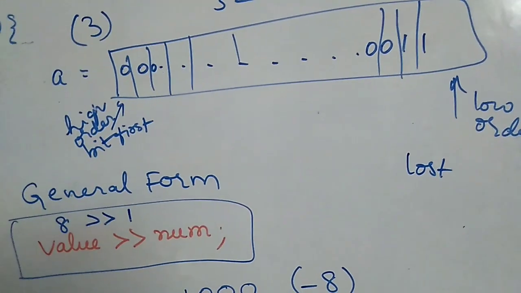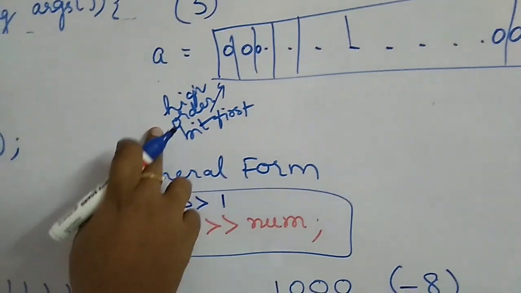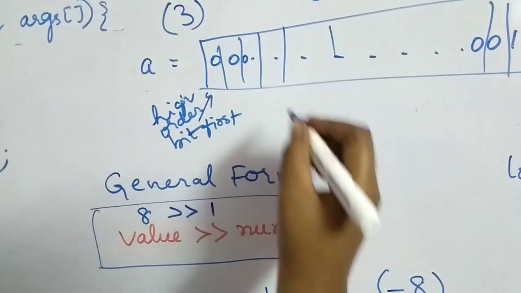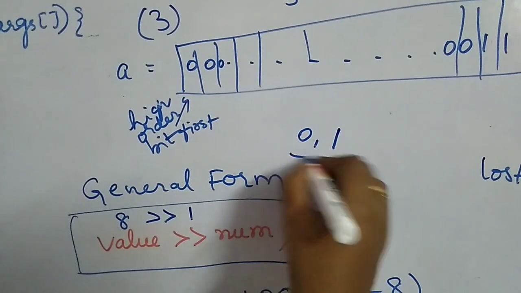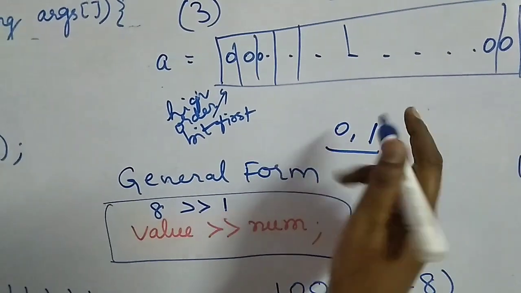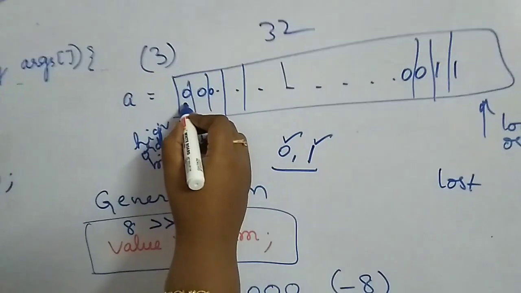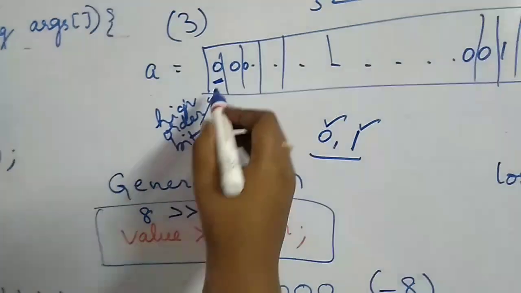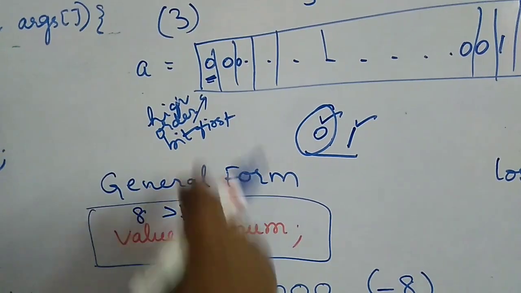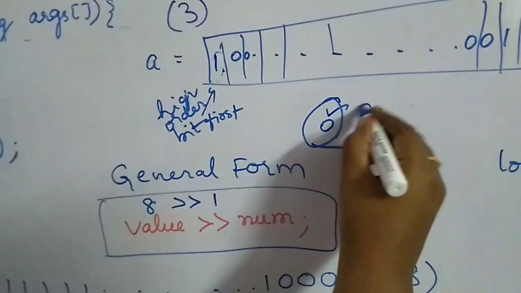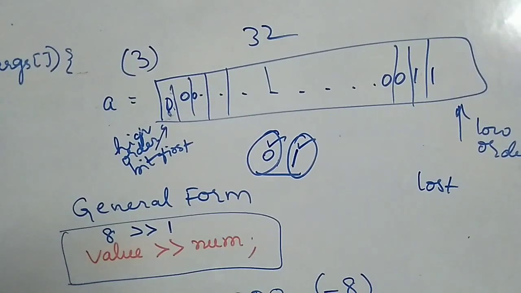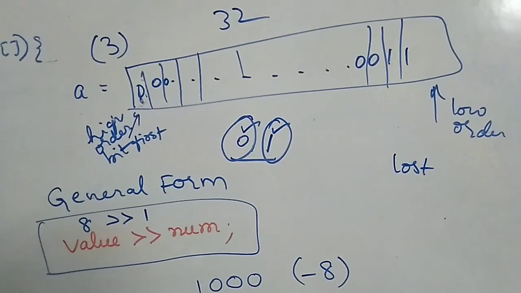Now what happens on the left side, at the high order? At the high order, there is the filling of the bits. You have to know whether it is filled with 0 or 1. It will be decided based on the high order bit. If the high order bit is 0, then the filling will take place with 0. If the high order bit is 1, then the filling will take place with 1. This is very important for you to understand. That is what will happen in right shift.